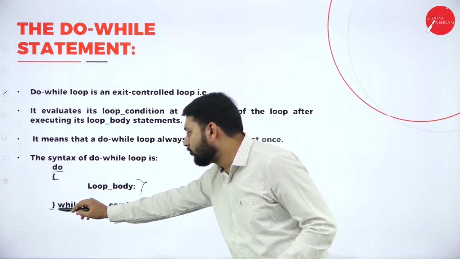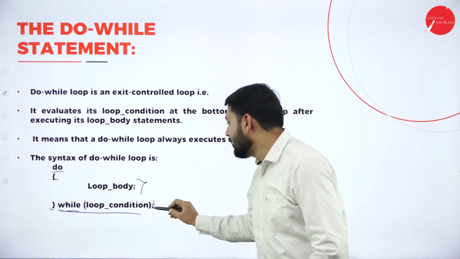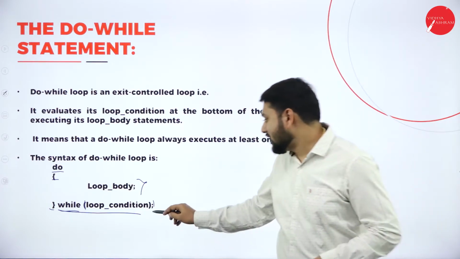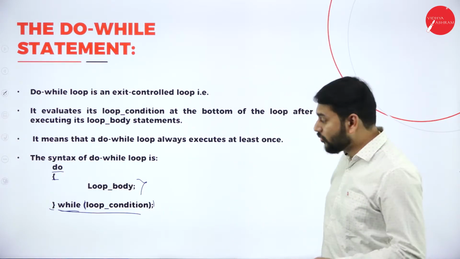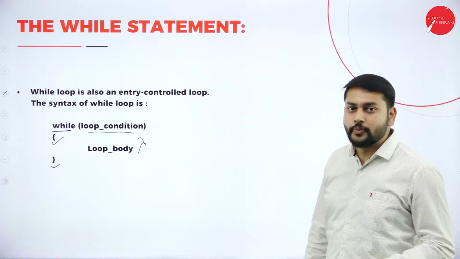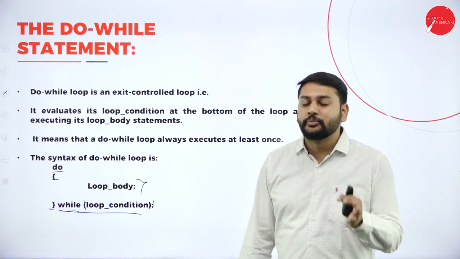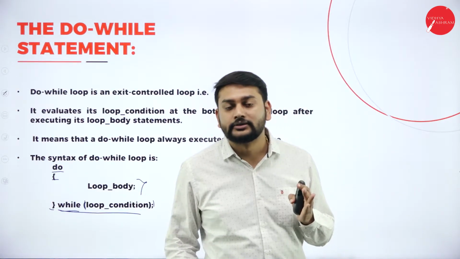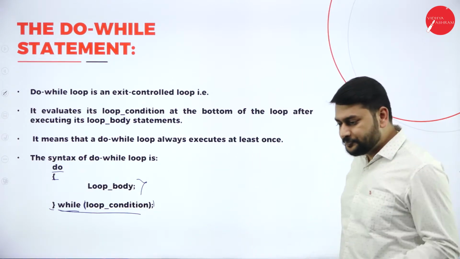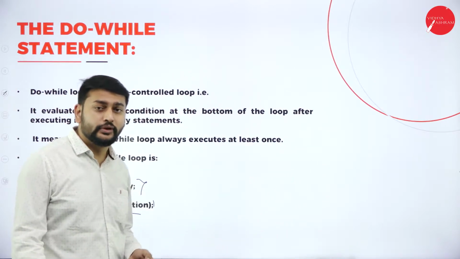I have the while keyword. Then after that, I have given the condition, then my statement ends with the semicolon. This statement ends with a semicolon. But when it comes to the while loop, I don't have the semicolon. So please remember that. Whenever it comes to do while, I have the semicolon. That's what you need to remember. This is the general syntax of do while. Let me show you this with a program.